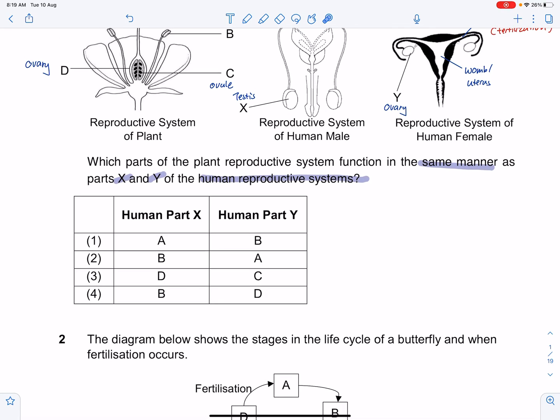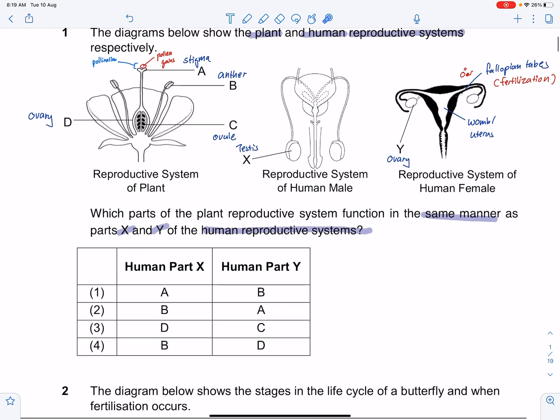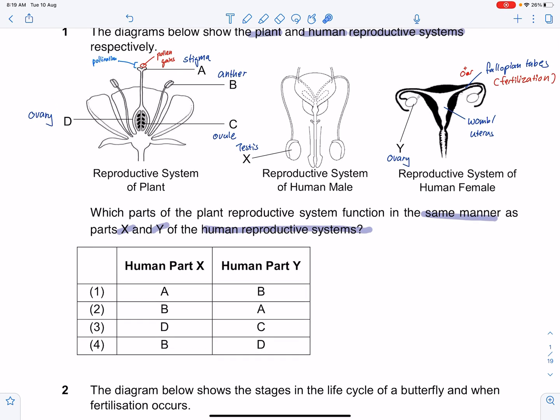So very straightforward. What is X? X is actually your testis. It's the part that holds your male sex cells for your humans. That is the same thing as part B of your plant reproductive system, whereby the anther contains your pollen grain, which contains your male sex cells. So in this case, we can say that part X is actually B.